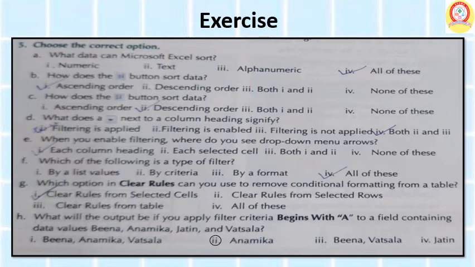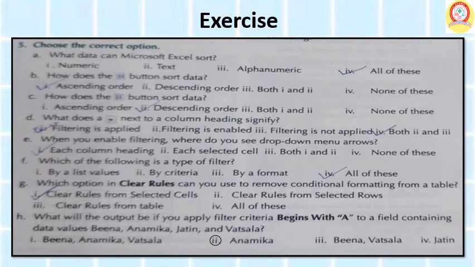Now, question 5. Choose the correct option. A. What data can Microsoft Excel sort? 1 numeric, 2 text, 3 alphanumeric, 4 all of these. So it's all of these. B. How does the button sort data? 1 ascending order, 2 descending order, 3 both 1 and 2, 4 none of these. So it's 1, ascending order. C. How does the button sort data? 1 ascending order, 2 descending order, 3 both 1 and 2, 4 none of these. So it's 2, descending order.